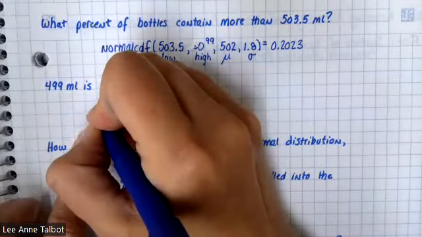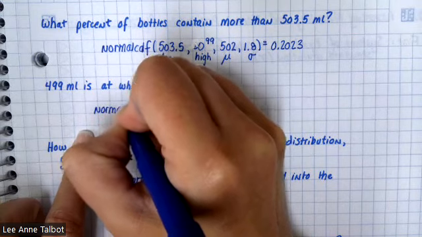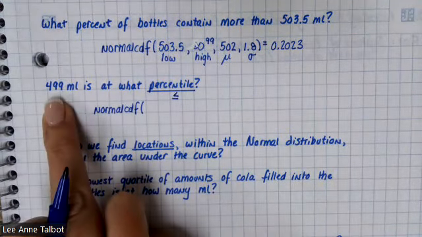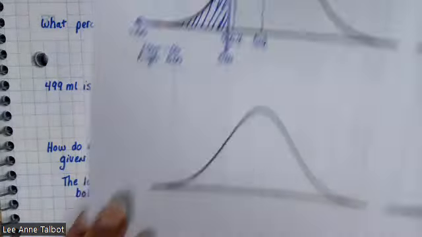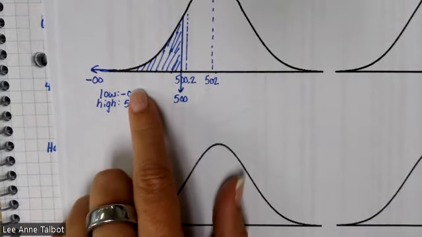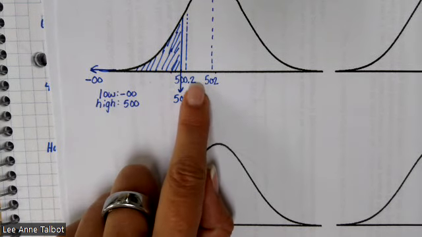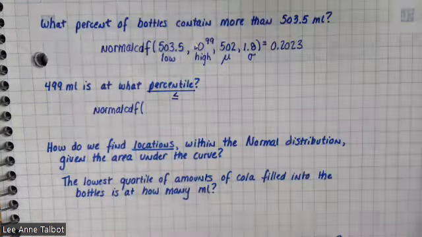So okay, I'm going to look at my picture. My upper is 499. So my low is going to be negative infinity. And my upper is going to be 499 this time, not 500.